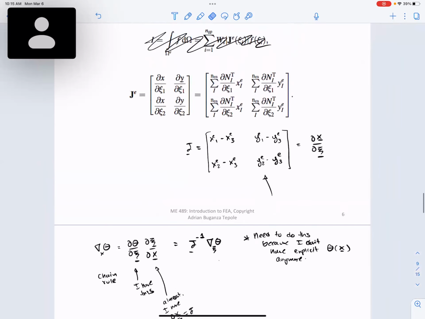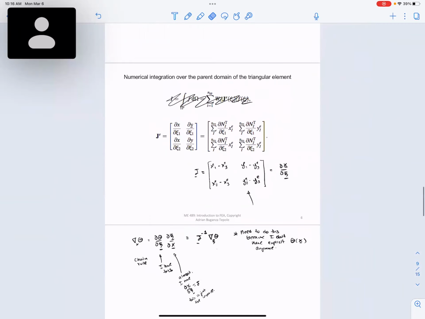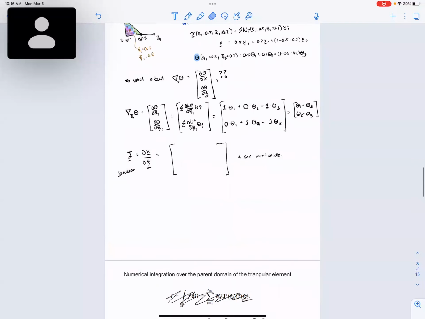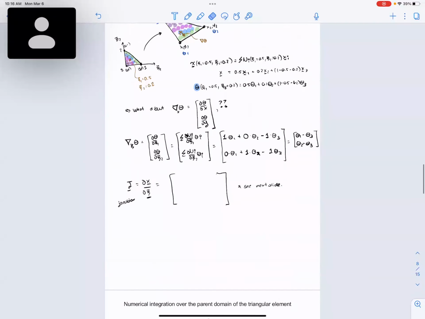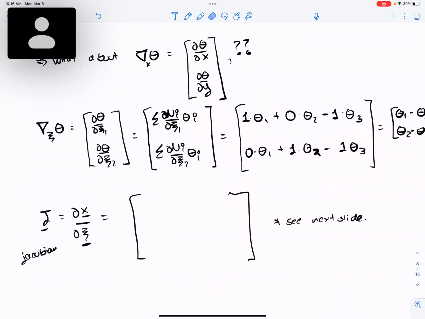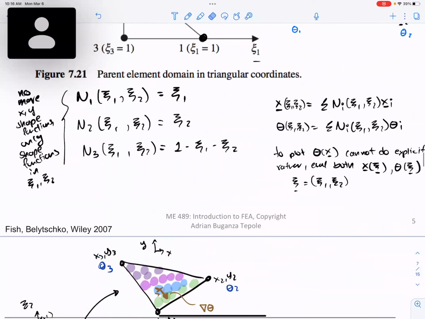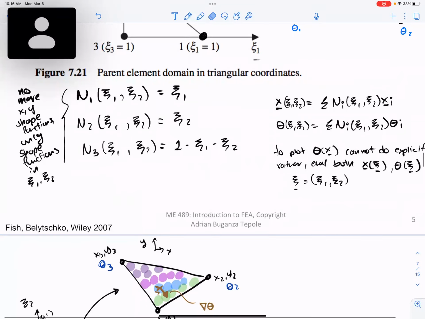Yes. More? Like the part where the gradient of theta with respect to psi, that one is just the sum of derivatives of the shape functions with respect to psi1, psi2, which are super simple because the shape functions are psi1, psi2, and 1 minus psi1 minus psi2. So for example, the derivative of N1 with respect to psi1 is just 1. The derivative of N1 with respect to psi2 is 0. The other one is also 0 or 1, and the other one is minus 1 and minus 1. So those derivatives are very simple.